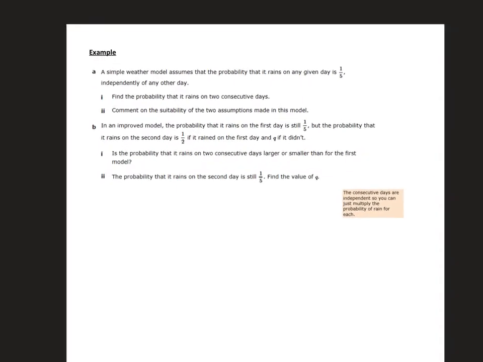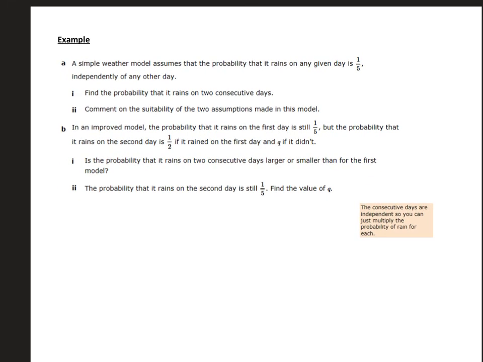And last page. A simple weather model assumes that the probability that it rains on any given day is 1/5, independently of any other day. So each day is like a new day, it doesn't depend on the other one. Find the probability it rains on 2 consecutive days. Well, I could draw a tree diagram, but just to save time, the probability of rain on the first day would be 1/5. Probability of rain on the day after would still be 1/5. Times them together, we just get 1/25.